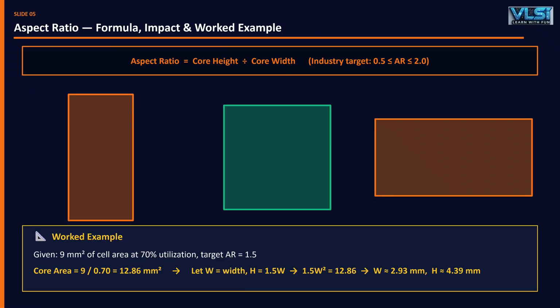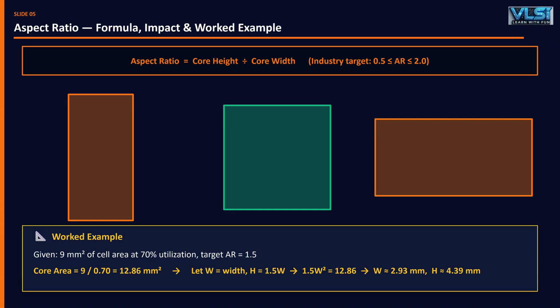Now let's talk about shape, not size, shape. This is where aspect ratio comes in. Aspect ratio is simply height divided by width of your core. Sounds simple, right? But the impact is massive. Imagine a very tall and narrow room. Walking horizontally is easy, but vertically, you're walking long distances. Now imagine a very wide room. Vertical movement is easy, horizontal becomes painful.